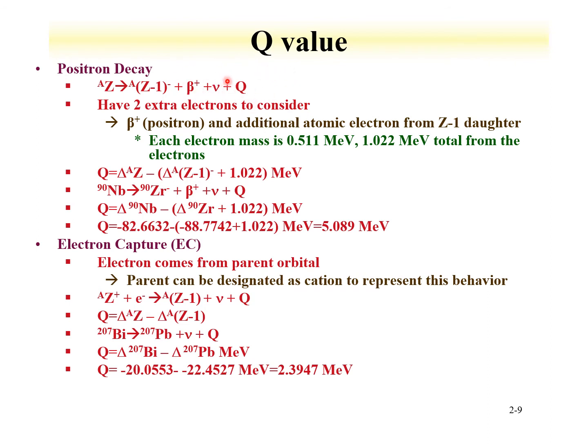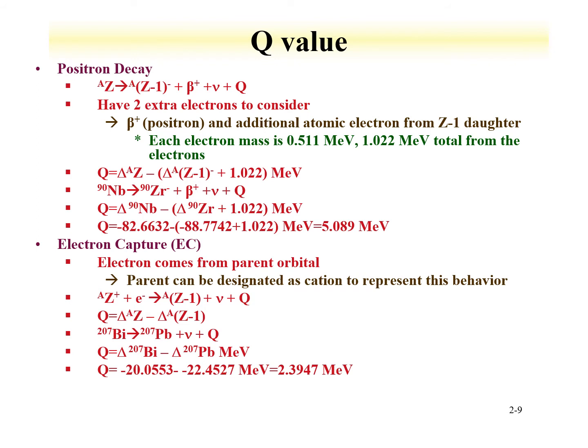So let's consider the Q value. Now, fundamentally, we have two extra electrons to consider. I have this atom that decays. I've taken a proton and converted it to a neutron. So this atom has an excess electron. This positron that comes out, we'll also treat as an electron. So we have two extra electrons to consider: the positron, and an additional electron from the daughter. The mass of each electron is 0.511 MeV.